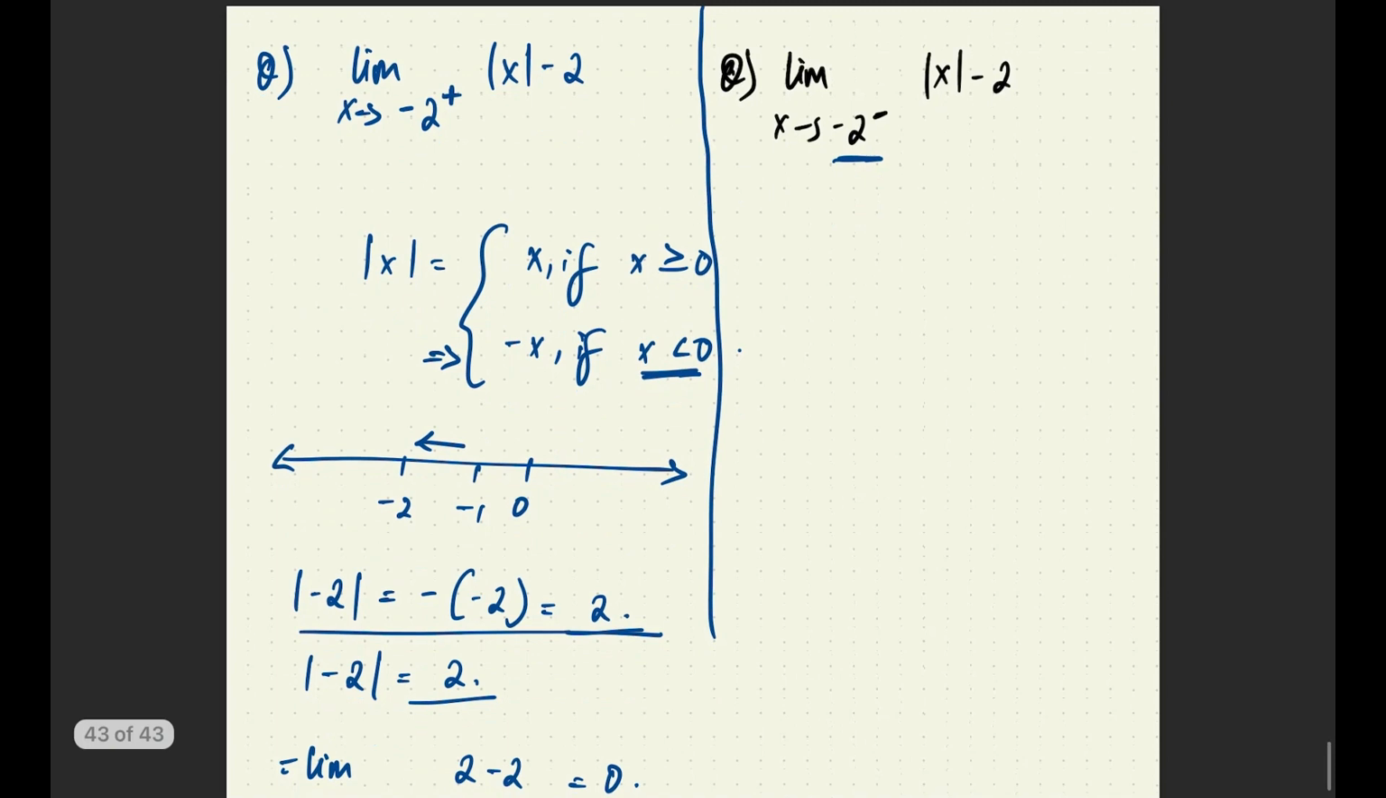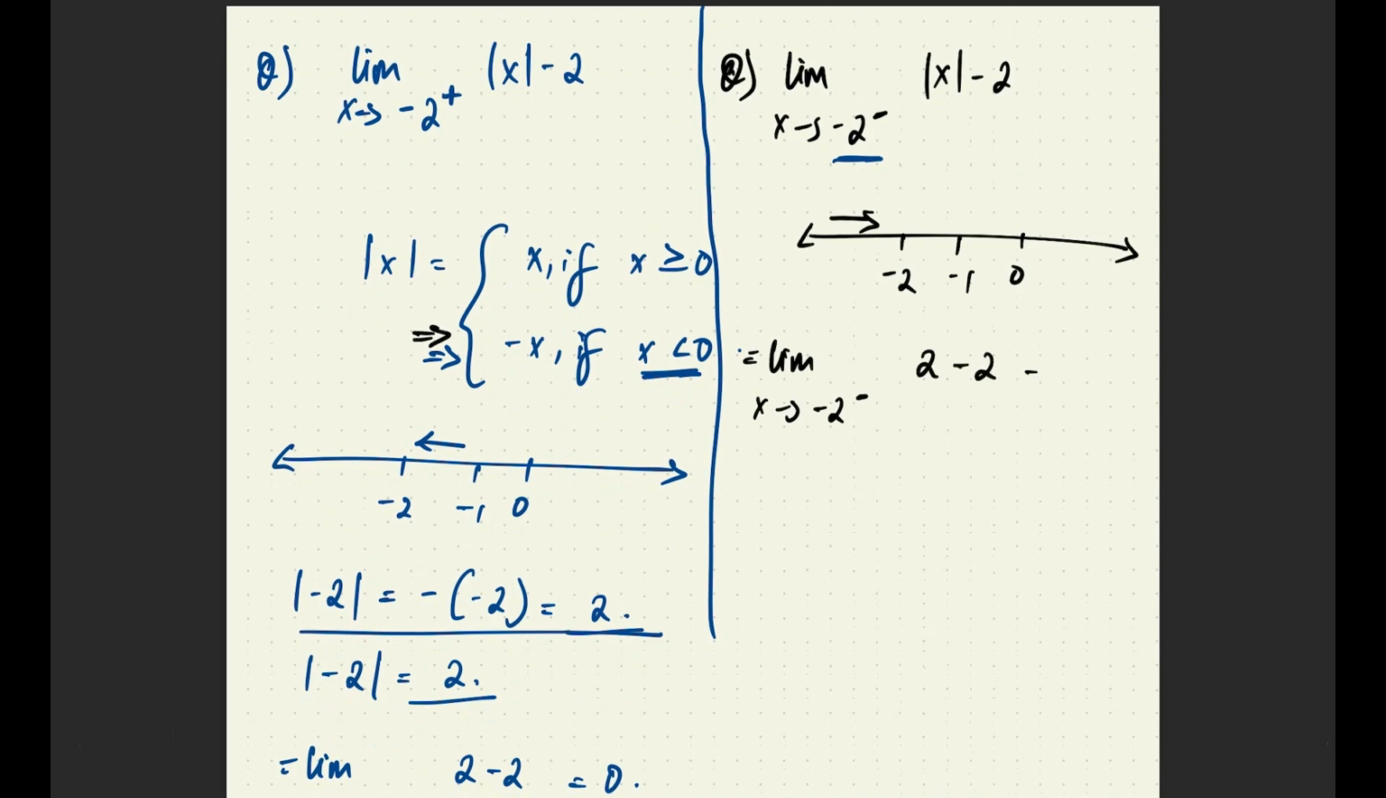Now let's look at the other example. Same function, but now we are approaching minus 2 from the left-hand side. So you have 0 over here, you have your minus 1, and you have your minus 2 on your number line. But you're approaching minus 2 from this direction. So in this case, your x value is slightly lesser than minus 2. You can think of the x value to be like minus 2.1. But again, minus 2.1 is lesser than 0. So even for this question, we're going to be looking into this side of the absolute value definition. So the limit as x approaches minus 2 from the left-hand side is just going to be equal to 2 minus 2, which is equal to 0.